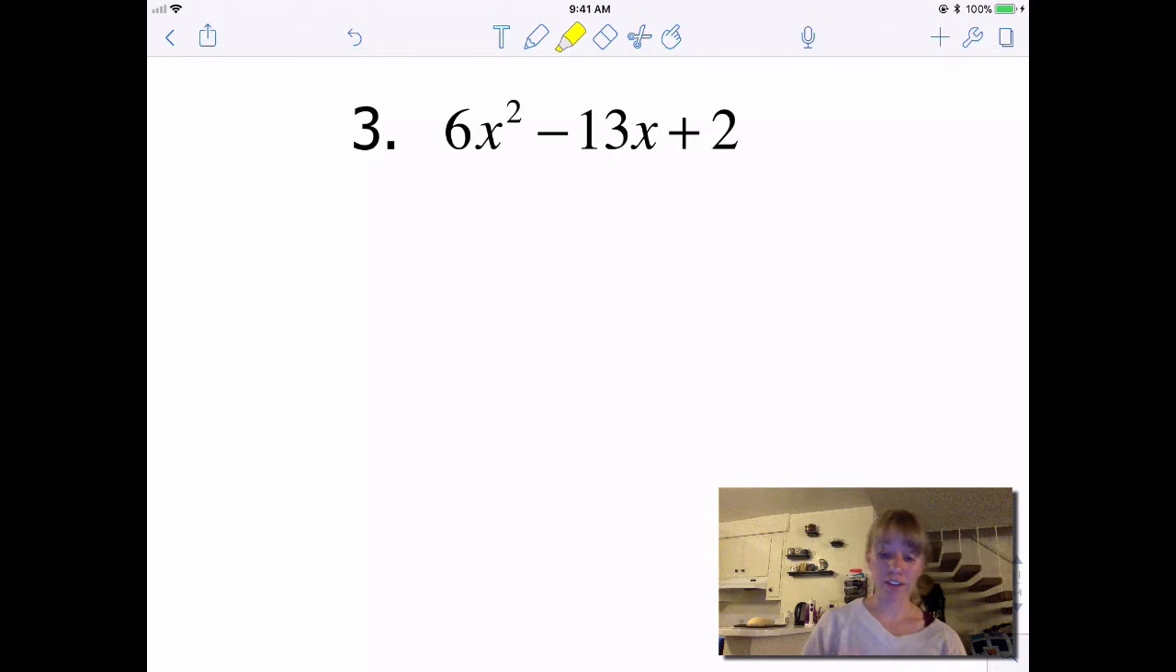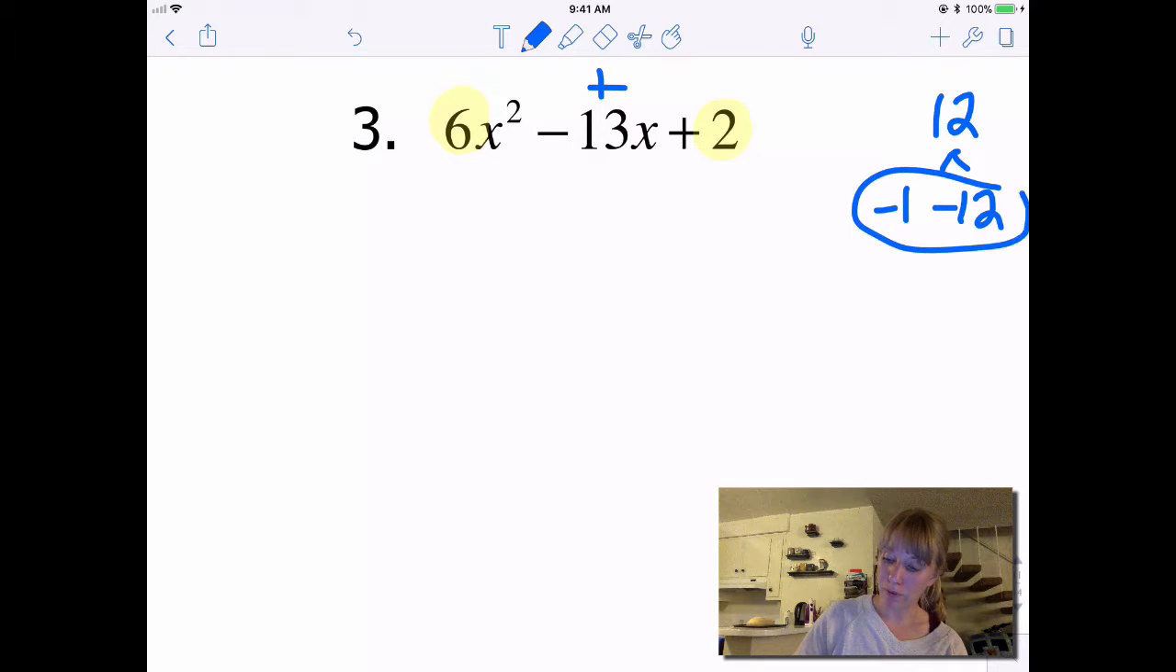Number 3, there is a 6 out front, so I can't just do add multiply, I've got to do A times C. So 6 times 2 is 12. I want numbers that multiply to 12 and add up to 13. So I think my 1 and 12 is going to do it right off the bat if I make both of those numbers negative. So I'll rewrite this.